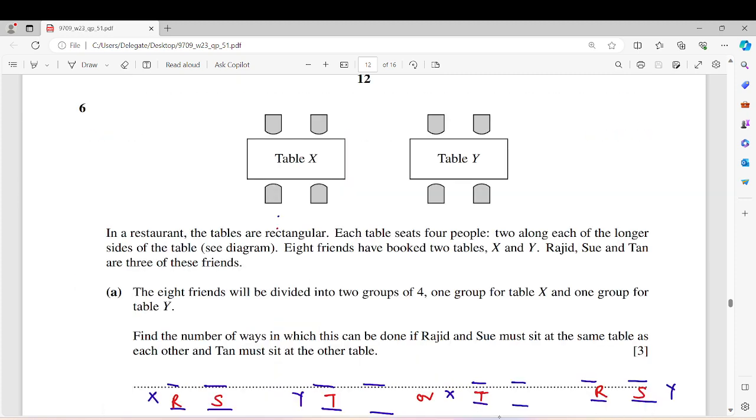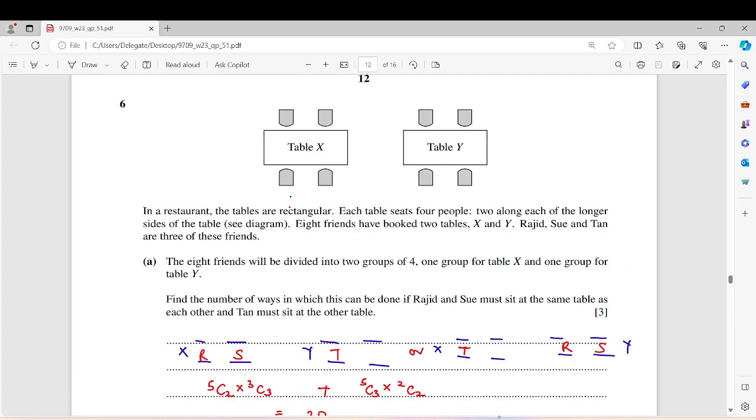So we come to question 6. Question 6 is about permutations and combinations. We are told that in a restaurant the tables are rectangular. Each table sits 4 people, 2 along each of the longer sides of the table. 8 friends have booked 2 tables, X and Y. Rajid, Sue and Tan are 3 of these friends. The 8 friends will be divided into groups of 4, 1 group for table X and 1 group for table Y. Find the number of ways in which this can be done if Rajid and Sue must sit at the same table as each other and Tan must sit at the other table.